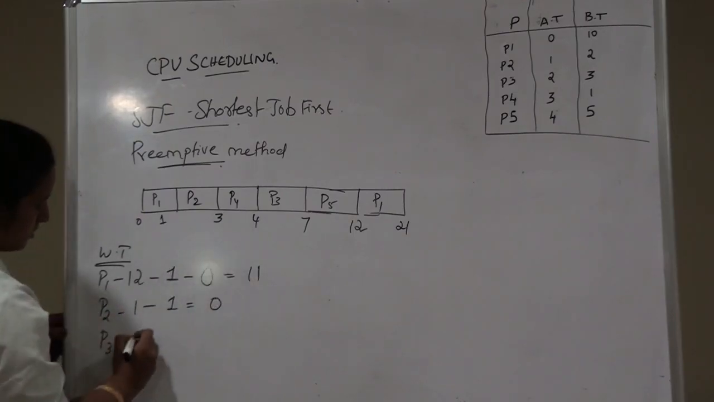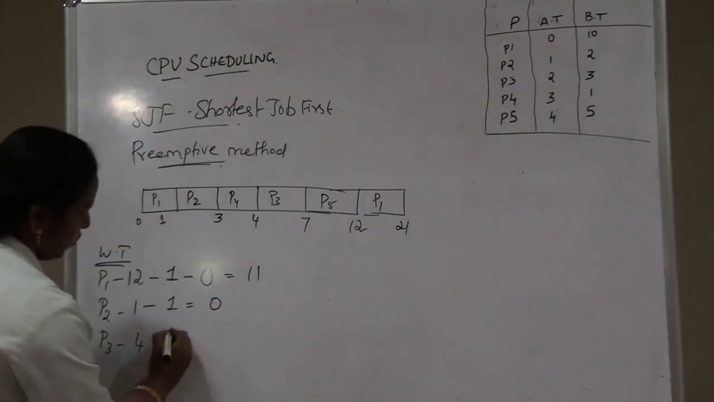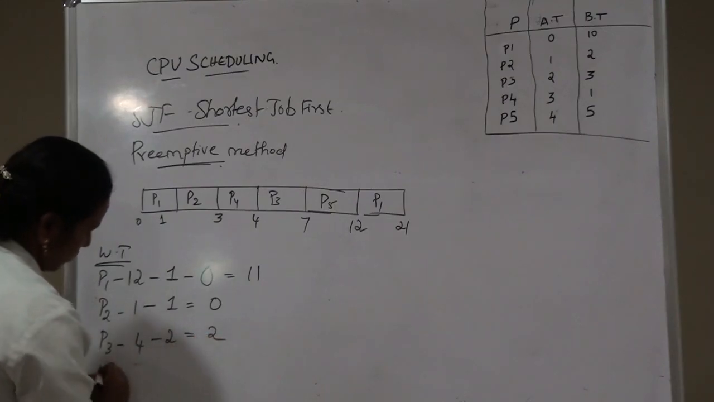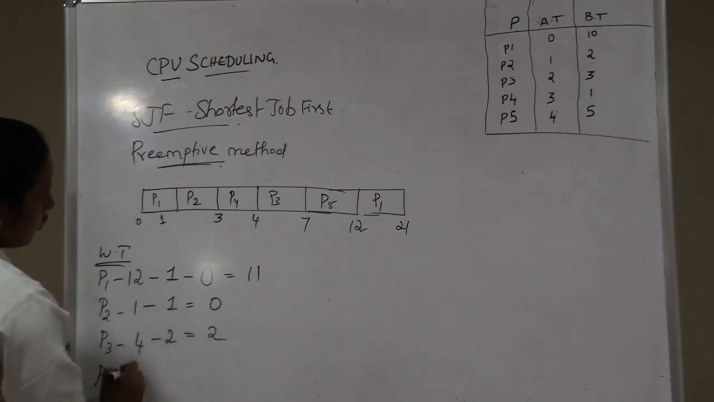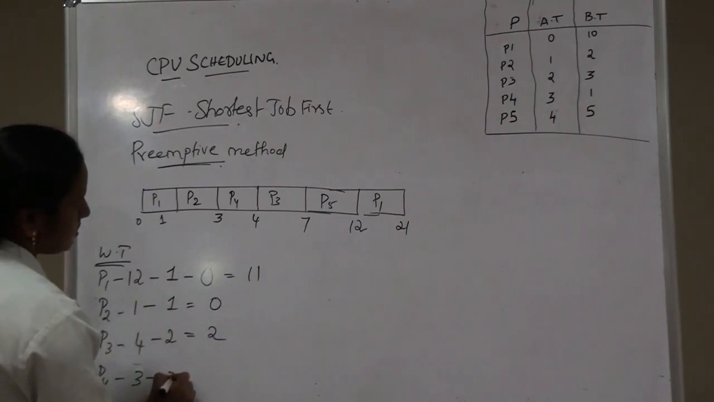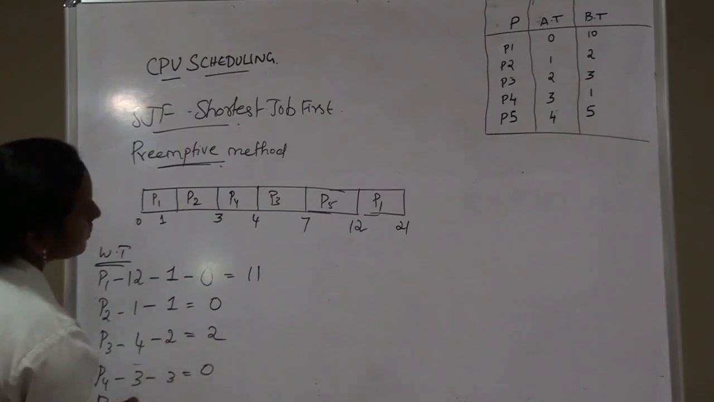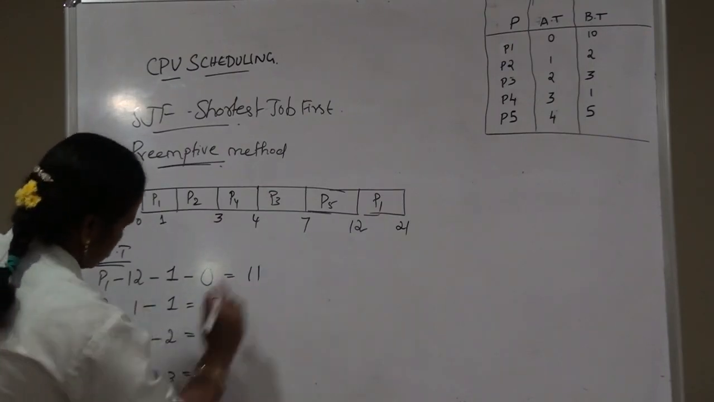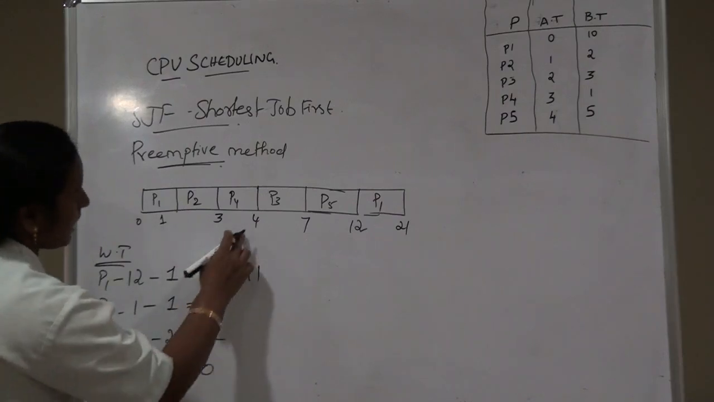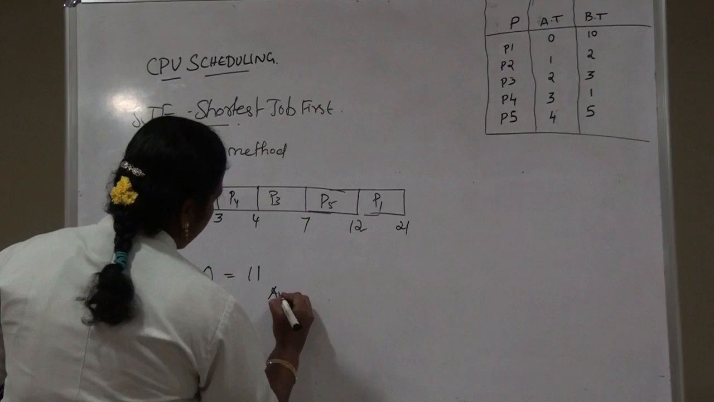P3's waiting time is 4 minus its arrival time, 2. 4 minus 2 is 2. Next is P4. P4's waiting time is 3, and its arrival time is 3, so it is also 0. Next is P5. Waiting time is 7 minus arrival time 4. It is 3. So now what will be the average?